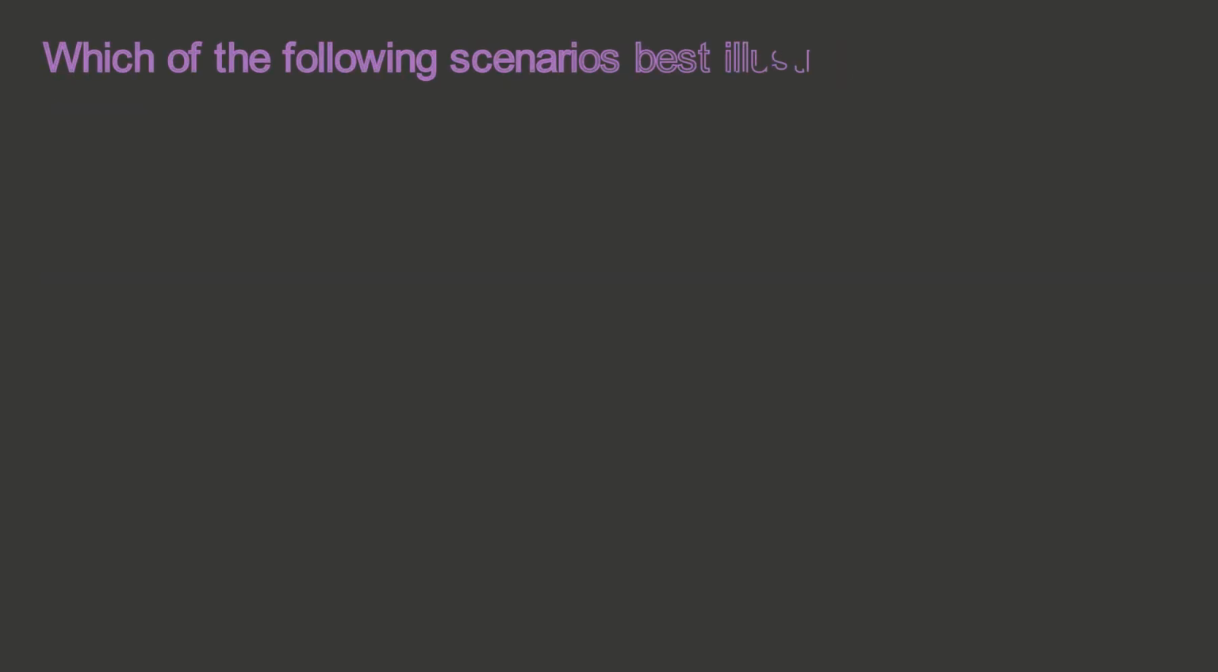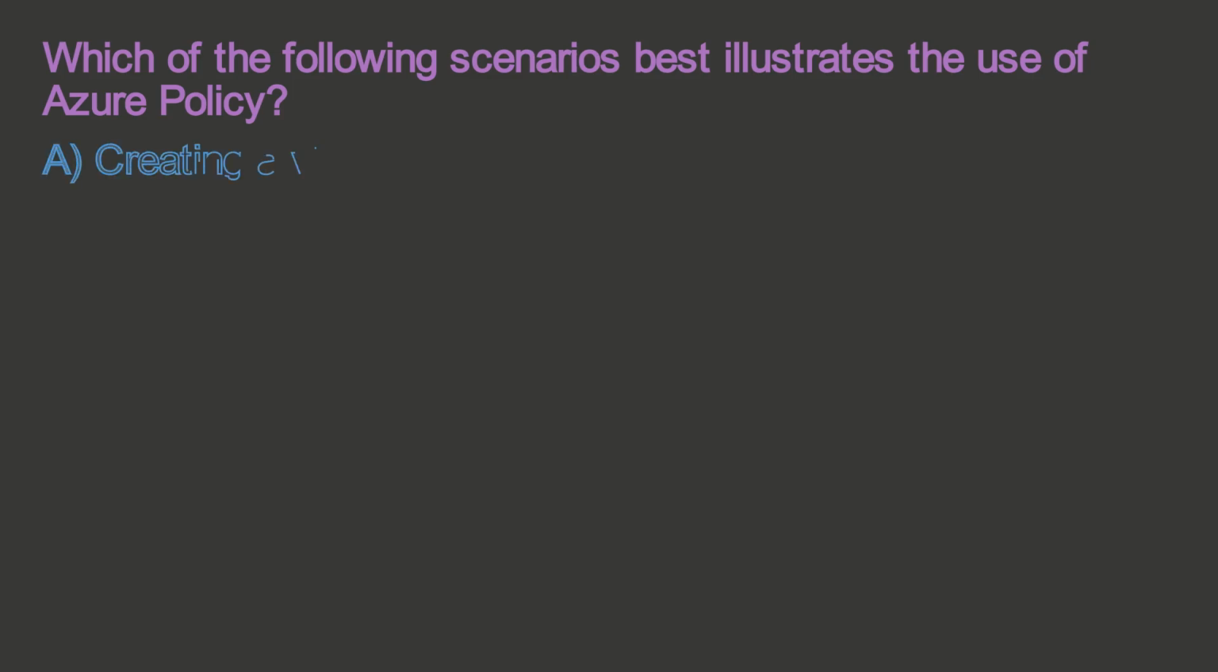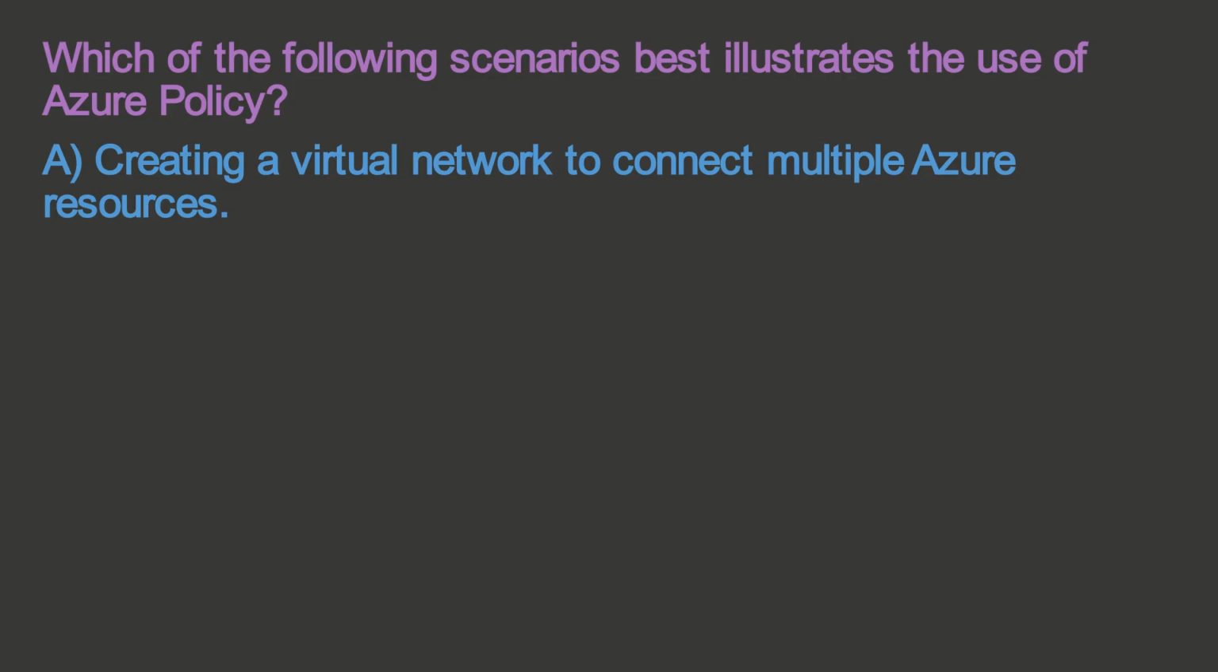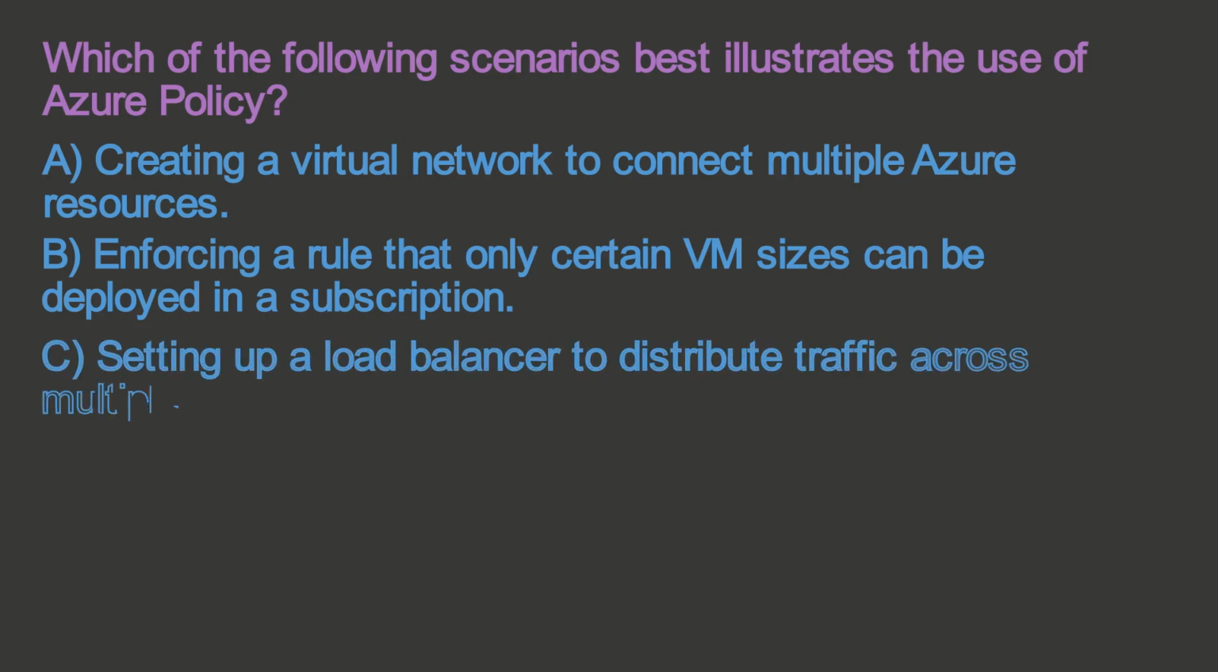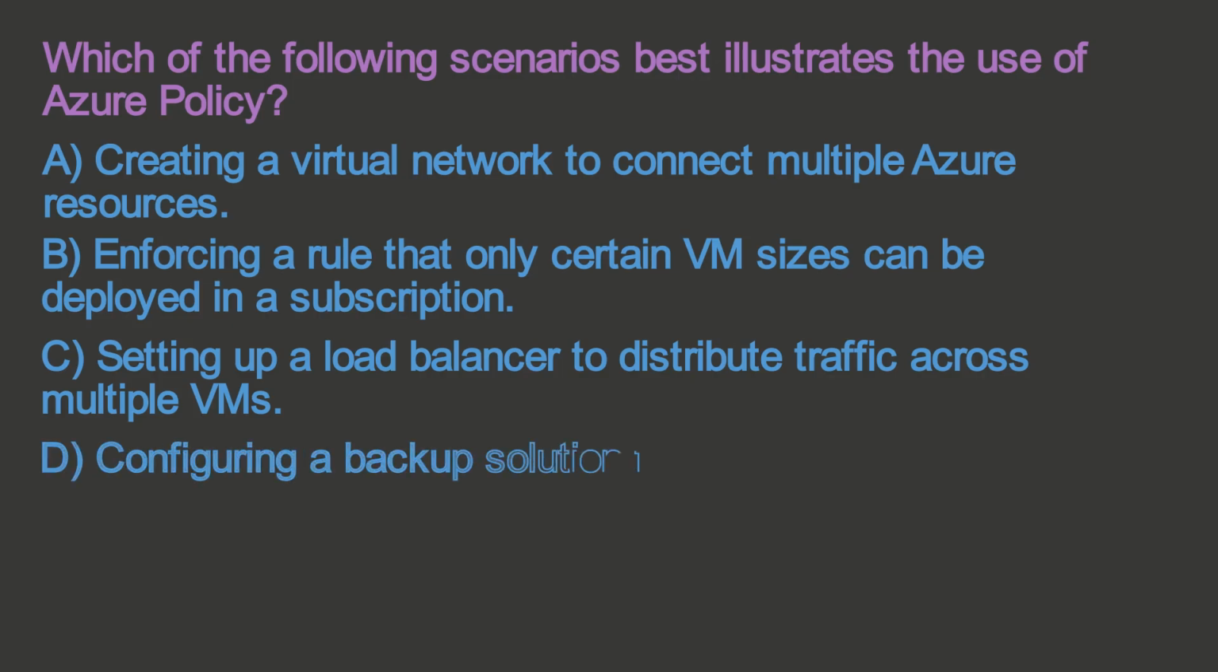Which of the following scenarios best illustrates the use of Azure policy? A. Creating a virtual network to connect multiple Azure resources. B. Enforcing a rule that only certain VM sizes can be deployed in a subscription. C. Setting up a load balancer to distribute traffic across multiple VMs. D. Configuring a backup solution for critical data.